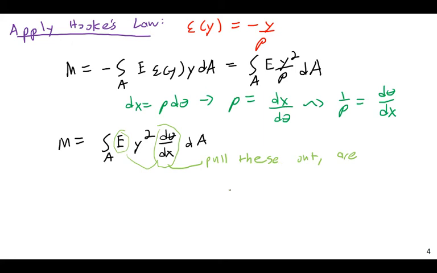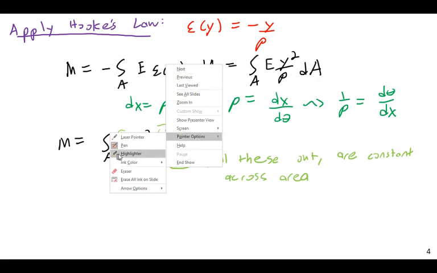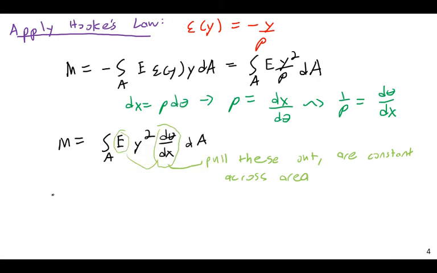They vary across the length of the beam. E is actually a material property. d theta over dx will vary across the length of the beam, but it will not vary across a cross section. And we can actually then say that M is equal to E d theta over dx times the integral of y squared dA.